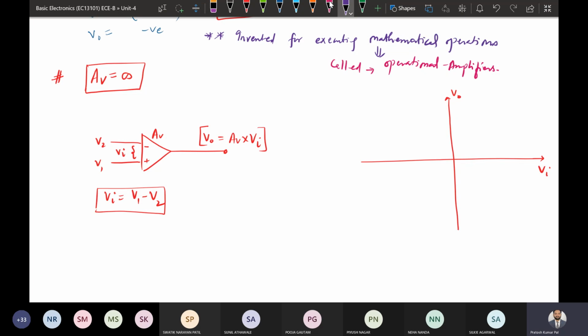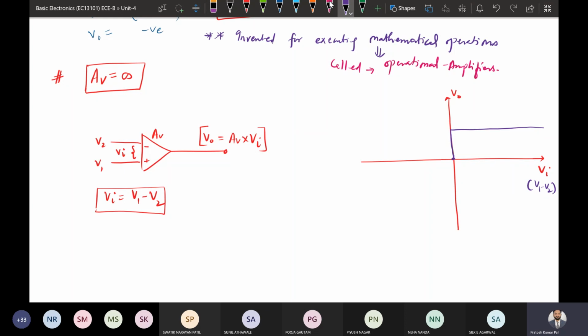So if the input voltage is, for the ideal case, just greater than 0, Vi is V1 minus V2. So when Vi is greater than 0, that means if this is the 0 point, whatever the case is there, the output will be positive. In the ideal case, if Vi is just greater than 0, the output will be positive, and this will be a constant positive voltage. This will be the output if the input voltage is positive.